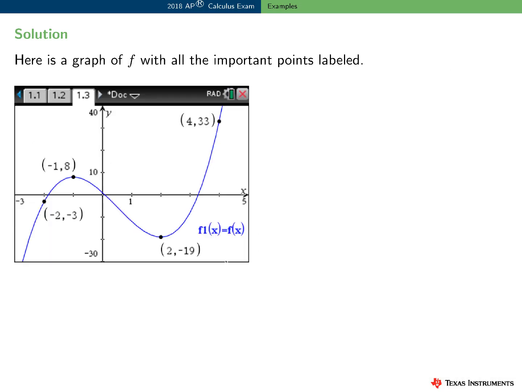Here's a graph to visualize this solution. This shows the graph of f with all the important points labeled. I can see the absolute maximum and the absolute minimum values. But remember, this graph only confirms all of my calculus results. It isn't a substitute for the analytical work.